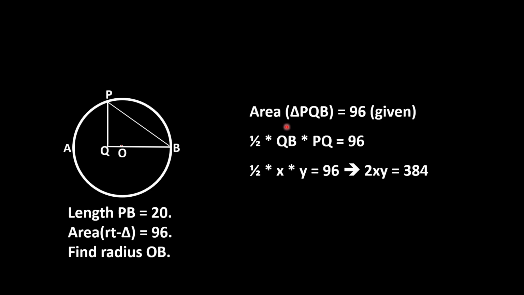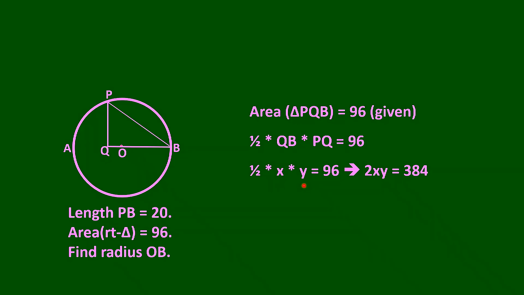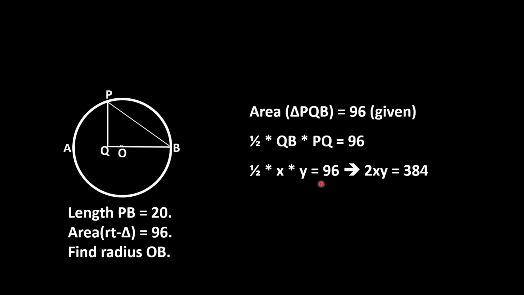Now the area of triangle PQB is 96, given. So how do you find the area of the triangle? Half into base into altitude, that is half into QB into PQ, that is half into X into Y. So half XY is 96. So XY will be 192 and 2XY will be 384.